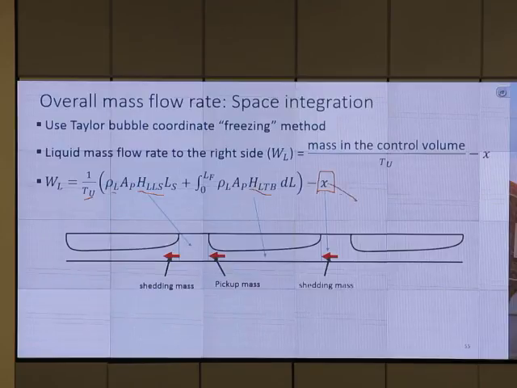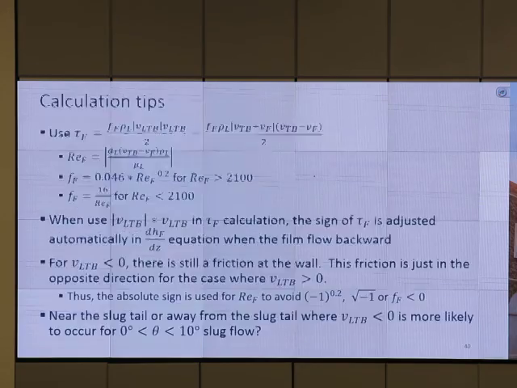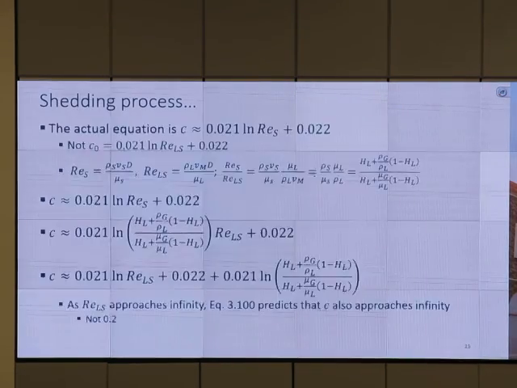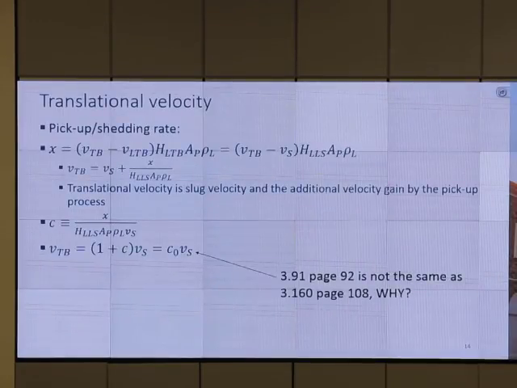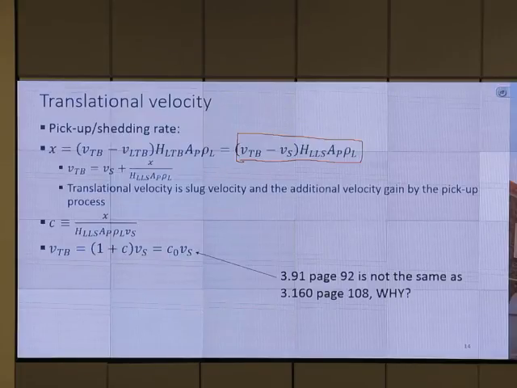This X is the shedding rate for liquid, but you need the shedding rate for gas. How do you get the shedding rate for gas? In the formula, we have to change it for gas. Yes, it is in the formula. So the shedding rate for gas. Let's take a look at X. X is VTB minus VS multiplied by HLLS A rho L. That is X. So the shedding rate is calculated based on the moving observer, right? The mass, the relative velocity that moves past the interface.